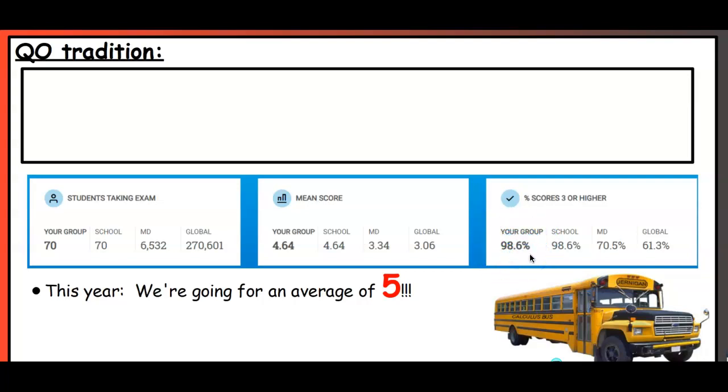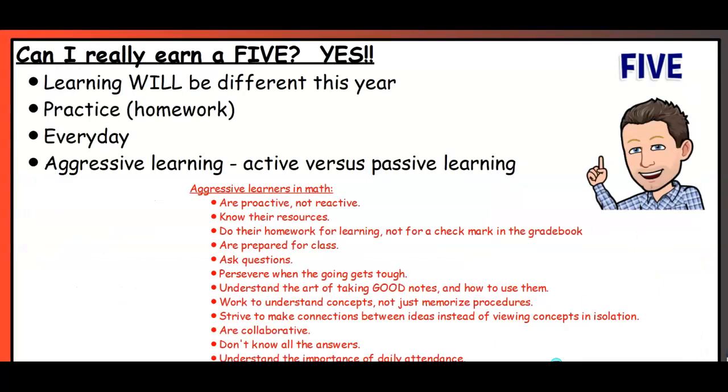And as you can see over here, 98.6% of our students earned a 3 or better. And as I said, most students earned a 5 and some students earned a 4. This year, we're going for an average of 5. I believe we can do it even in a virtual situation. I'm committed to that, and I'm sure you are too. So that leads us to our next slide.